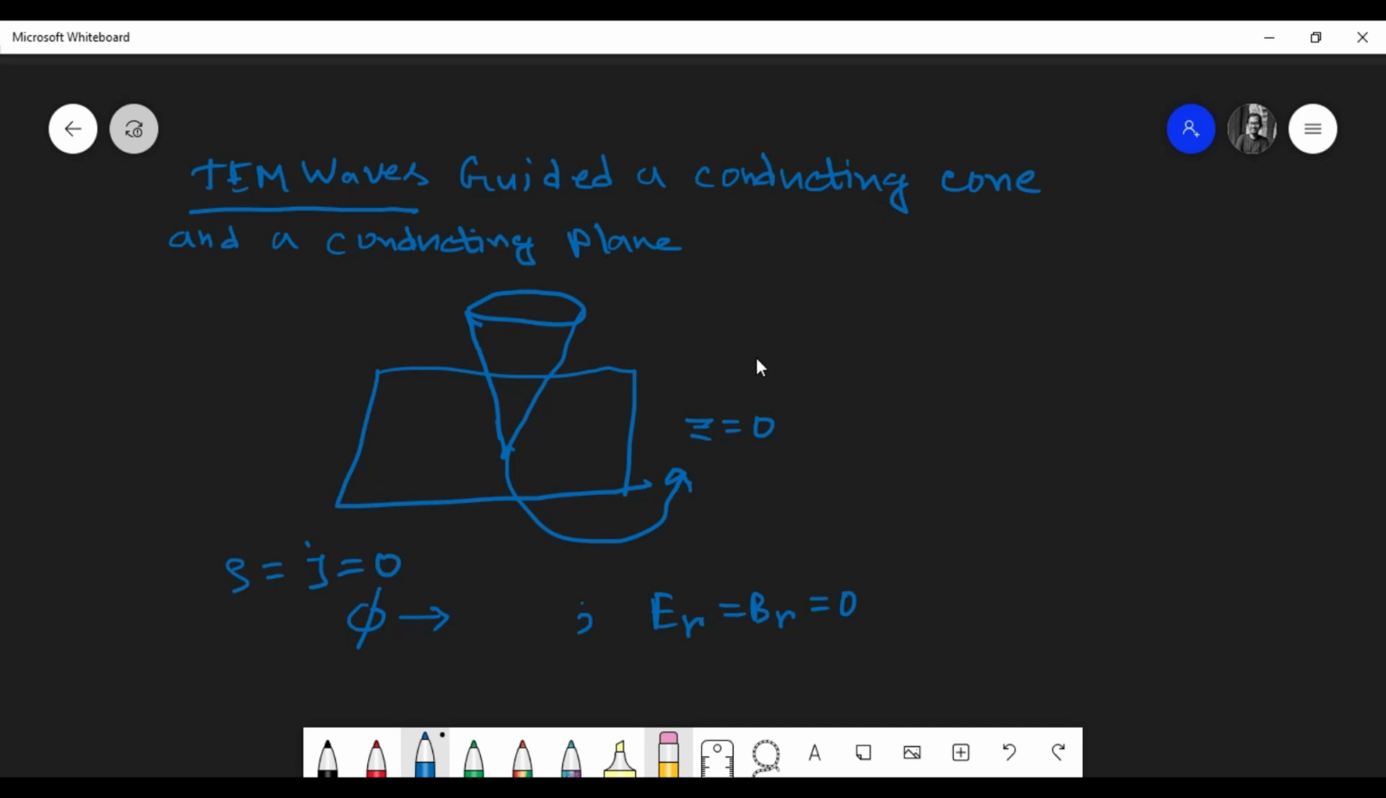Now, let me remind you that both this plane and this cone are perfectly conducting. That means that the tangential electric component on this cone and on this conductor will obviously be 0. And the normal component of the magnetic field will also be 0 at the surface of the cone and at the conducting surface z equals 0.